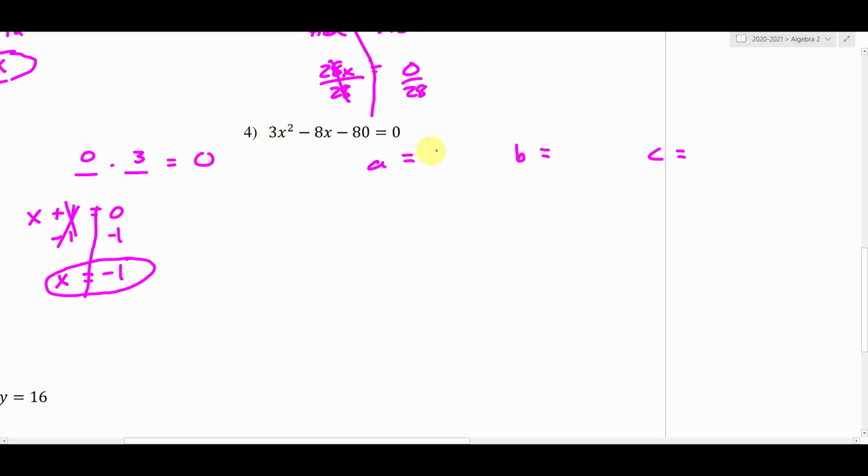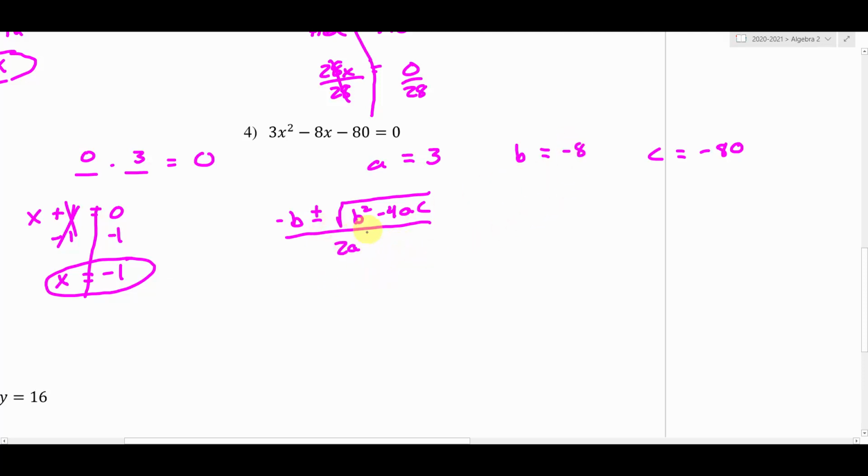A is going to be 3, that's the number in front of x squared. B is the -8, so I'll put a -8 in here. And C is going to be the -80. Then I set up my quadratic formula. Remember, the quadratic formula is -b plus or minus the square root of b squared minus 4ac, all over 2a. And you guys should already have that in a previous set of notes.